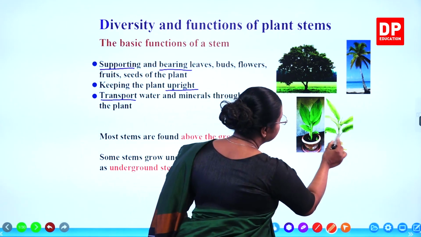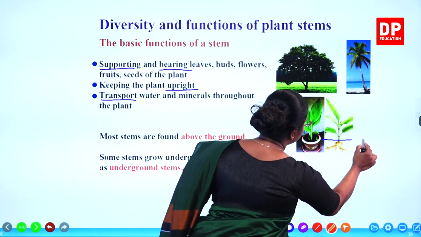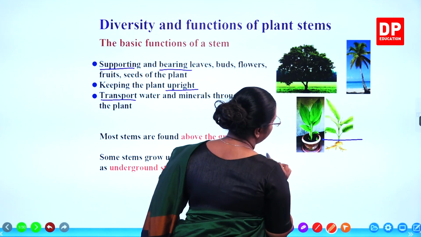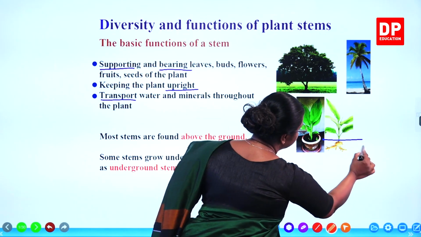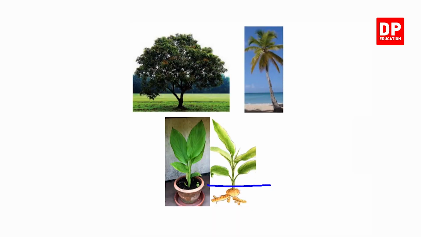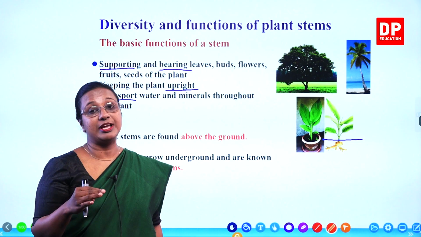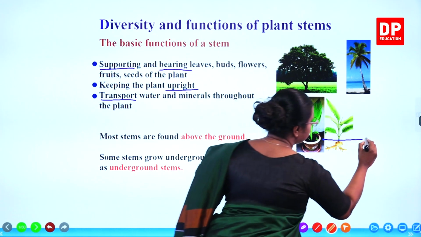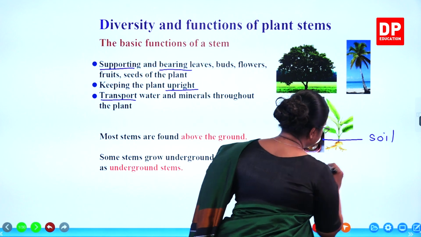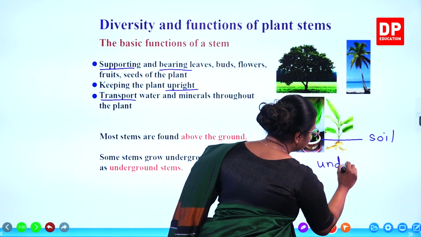Now here you can see this is a turmeric plant. This part is below the soil, and here also it is below the soil. So this is an underground stem below the soil level. So here it is the soil. This is known as the underground stem.